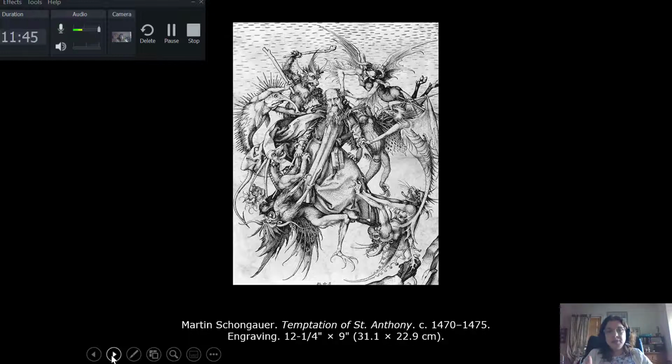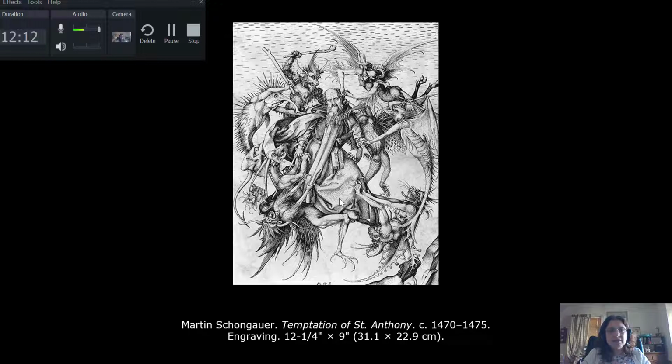Here's an engraving, so that intaglio technique where you're taking a piece of metal and you're etching into it, and then you're putting the ink on it and the paper and pulling the paper off. And this is really a beautiful example here of the temptation of St. Anthony, where St. Anthony is trying to really focus on the Bible and the studies and everything. And these demons are coming and they're bothering him and they're trying to tempt him, but he's so focused. He doesn't get disturbed by anything.